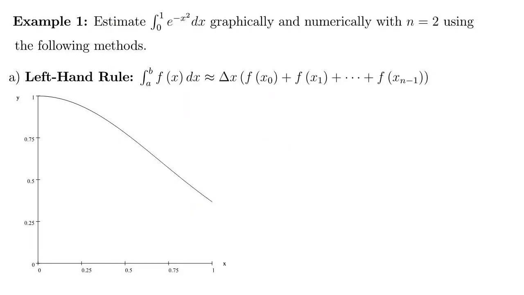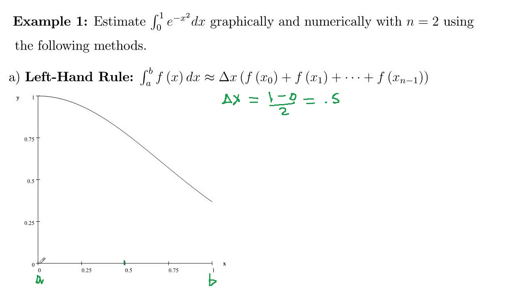So well, let's do that with this function here. So we're using n equals 2. Our b is 1. So this is our b. This is our a. And so our delta x here is going to be equal to 1 minus 0 and then divide by 2. So that's 1/2 or 0.5. So I've got a first base which is right here, and a second base here.